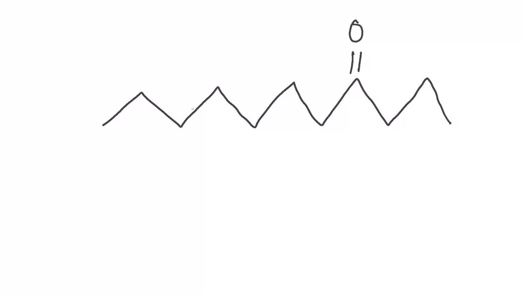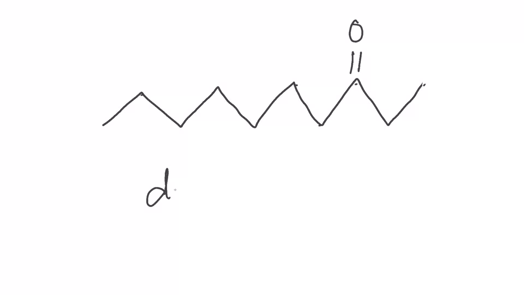1, 2, 3, 4, 5, 6, 7, 8, 9, 10. Oh, 11. Let's not go up to 11. Let's actually go ahead and erase this. Make it a little bit shorter because we didn't really talk about the prefix for 11. So let's count again. 1, 2, 3, 4, 5, 6, 7, 8, 9, 10. Okay, I have 10 carbons there.